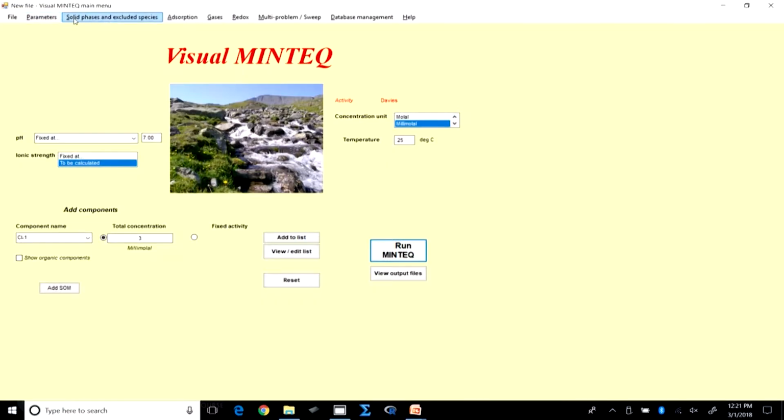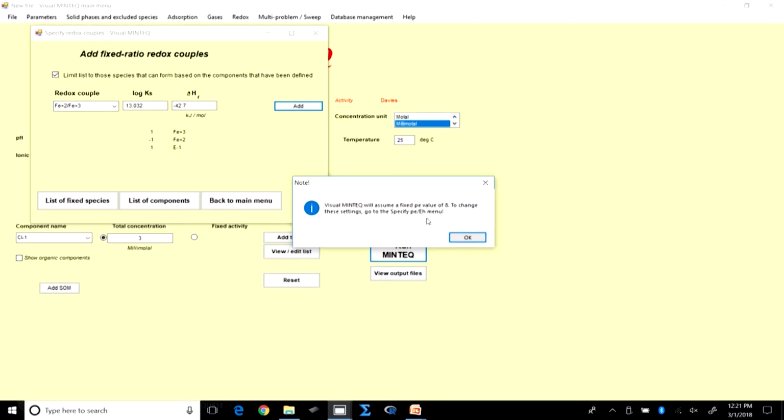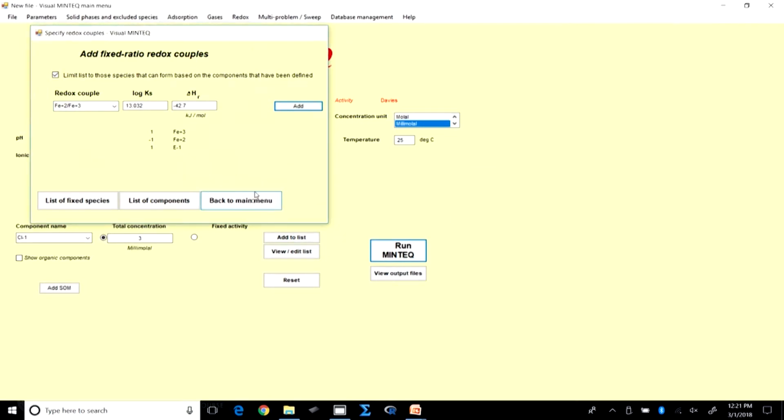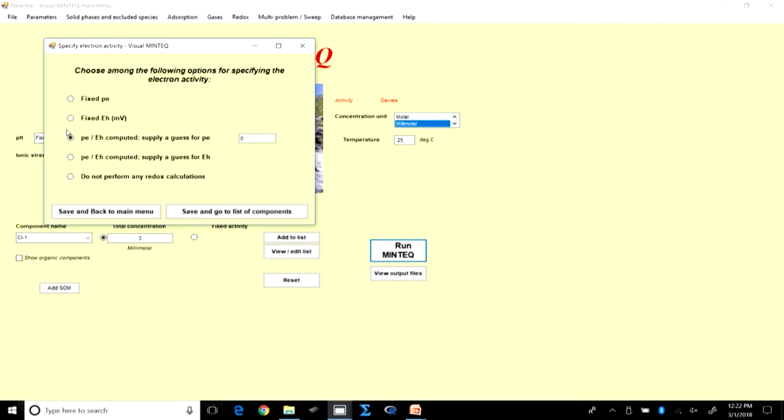Let's see that with respect to our vMinTech here. Let's try to calculate that. So I'm going to specify the redox couple, and that's going to be Fe3+/Fe2+. So it says fixed, but I need to specify that. So back to main menu, parameters, specify P and EH. I'm going to ask it to calculate.